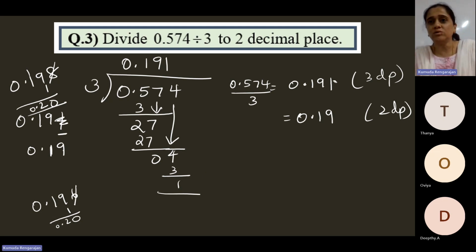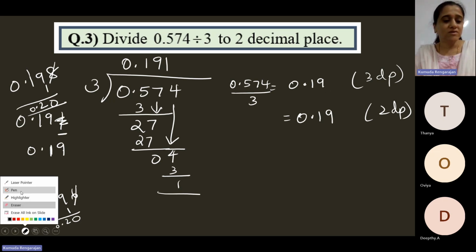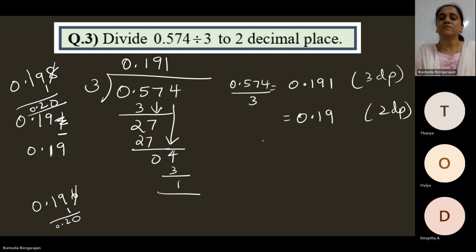So what do you do? How will 3 decimal places become 2 decimal places? You must remove the last digit. So take away the last digit. But if the last digit is 5 or less than 5, simply take it away. If it is more than 5, you should increase the previous digit by 1.